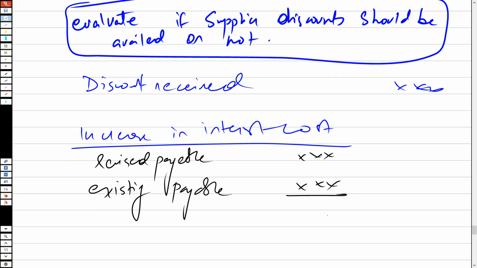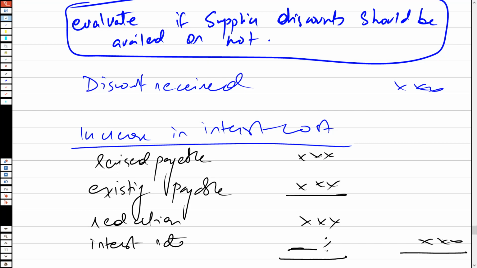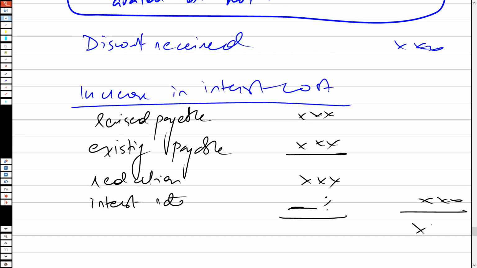And then there is going to be existing payable. You would see reduction. And then you would say interest rate. So hence resultingly what happens is that either you will end up saving the money or you would end up losing the money. So you have to compare whether the supplier discount should be availed or not.